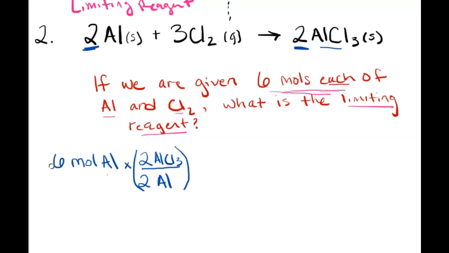So 6 moles of aluminum, right? If you don't believe me, we could just multiply by 2, that'll give us 12. Divided by 2, that'll give us 6, right? Right back where we started. So that's going to give us 6 moles of AlCl3. Okay, let's put up our little dotted line here.